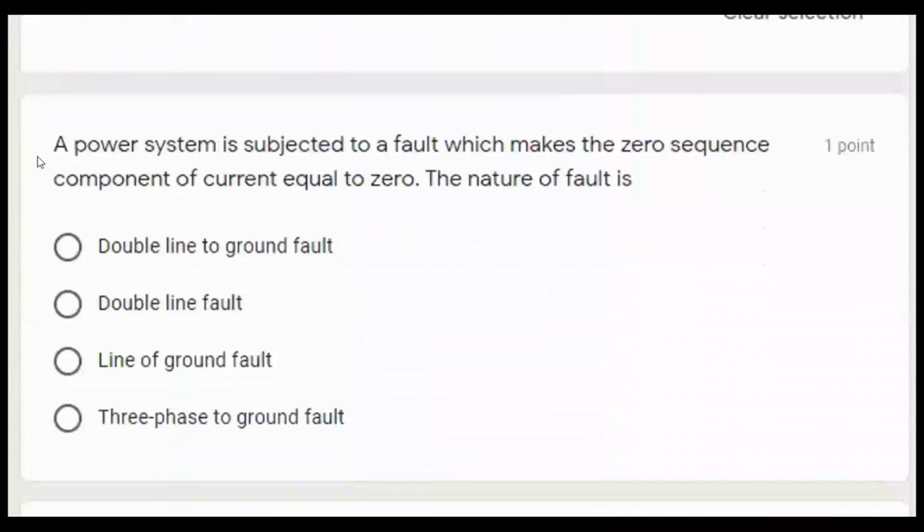Then question number 22. A power system is subjected to a fault which makes the zero sequence component of current equal to 0. The nature of the fault. In one of the unsymmetrical faults, the zero sequence component is absent. Only positive and negative sequence components are present in the sequence diagram. That fault is the double line fault. In a double line fault there is no zero sequence component, so the zero sequence voltage and current values are 0. Not double line to ground fault.